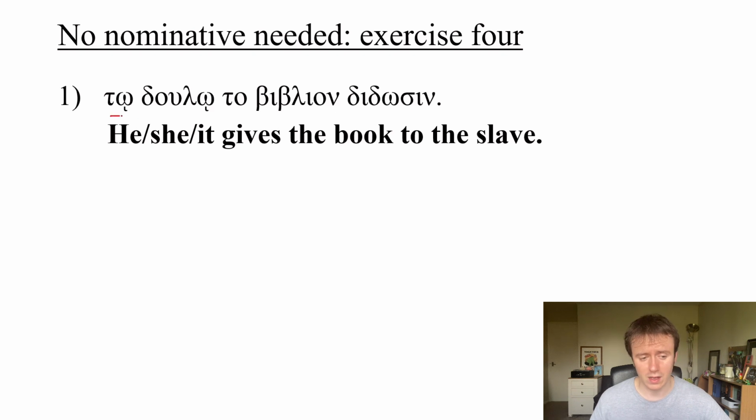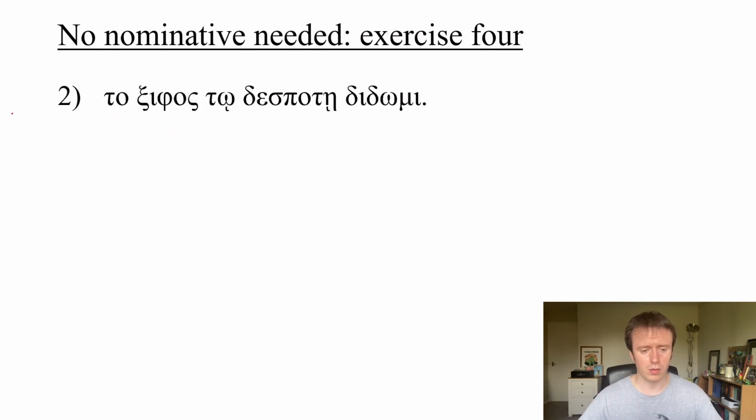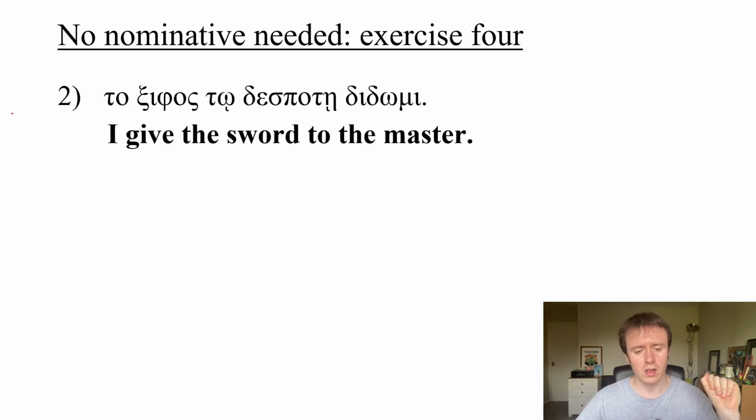The slave was in the dative singular, which we know from toi, the masculine dative singular form of the definite article. Number 2 was ton xiphos toi despotēi didōmi. Didōmi is the first person singular form of didomi in the present indicative active, and so you should have got I give the sword to the master, or I am giving the sword to the master. The sword was in the accusative. It doesn't make any sense for it to be in the nominative here. And then toi despotēi was the master, but in the dative case as indicated by the definite article.